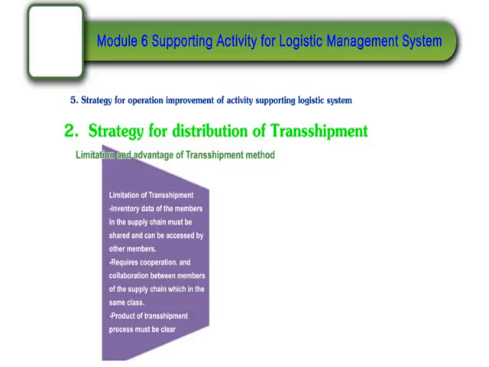Limitation and advantage of transshipment method. Limitation of transshipment. Inventory data of the members in the supply chain must be shared and can be accessed by other members. Requires cooperation and collaboration between members of the supply chain which are in the same class. Product of transshipment process must be clear.